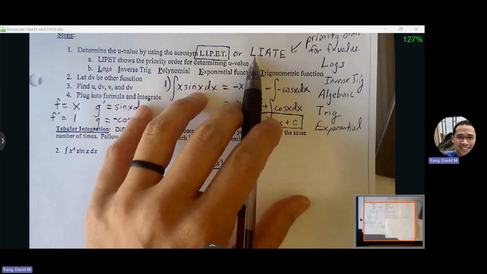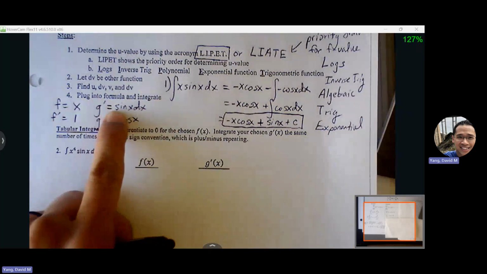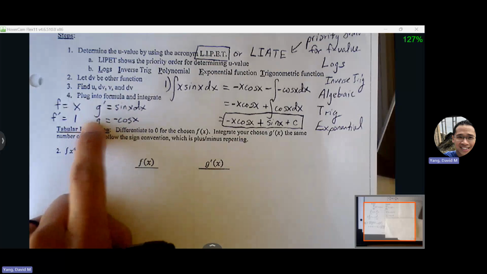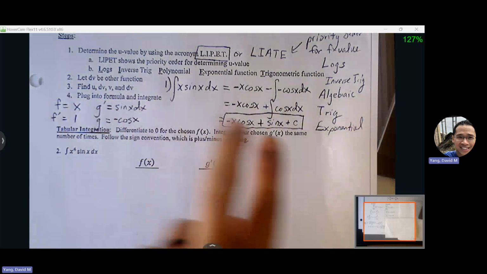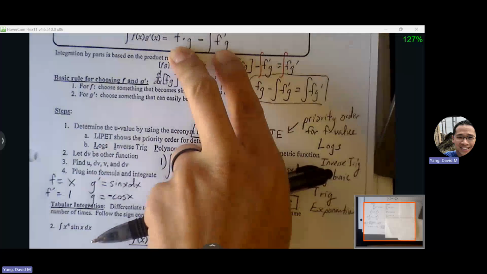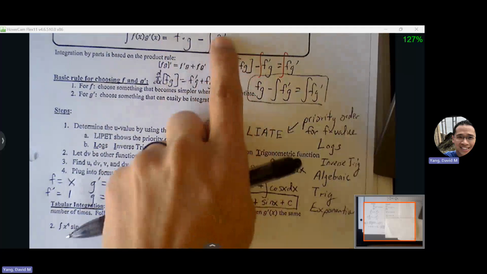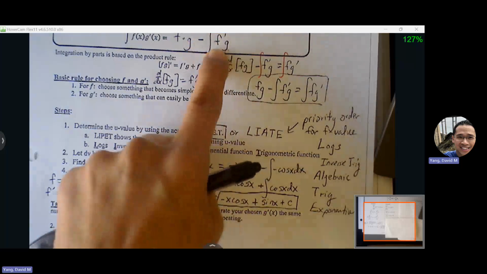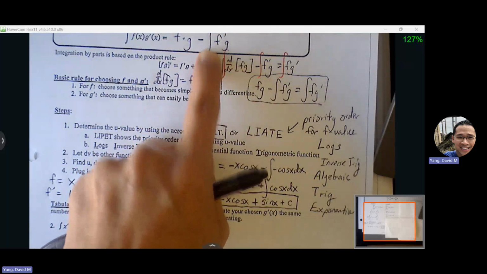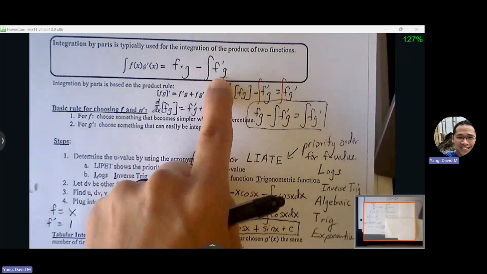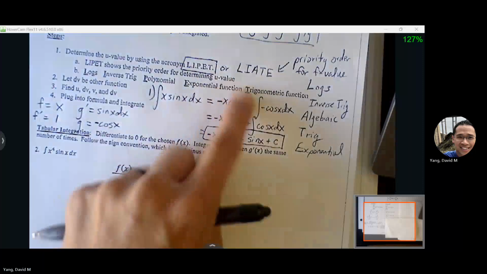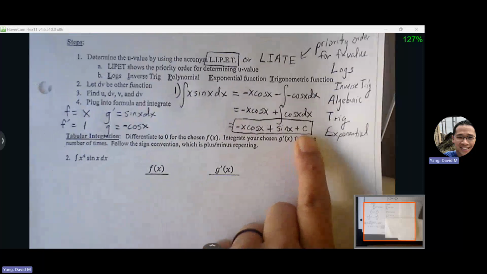And then you can go through your priority order here, your acronym, to identify your f and g prime. And once you get that, you're going to find your f prime and you're going to find your g using the derivative and integral process. And then you're going to fill out the right side using the definition of integration by parts. But whenever you do that, there's always going to be a leftover portion that still needs attention. Okay, we can't just apply the rule and be done. There's always going to be this integral that you still have to resolve to get to your final answer. And then finally, plus C, if it's an indefinite integral problem.